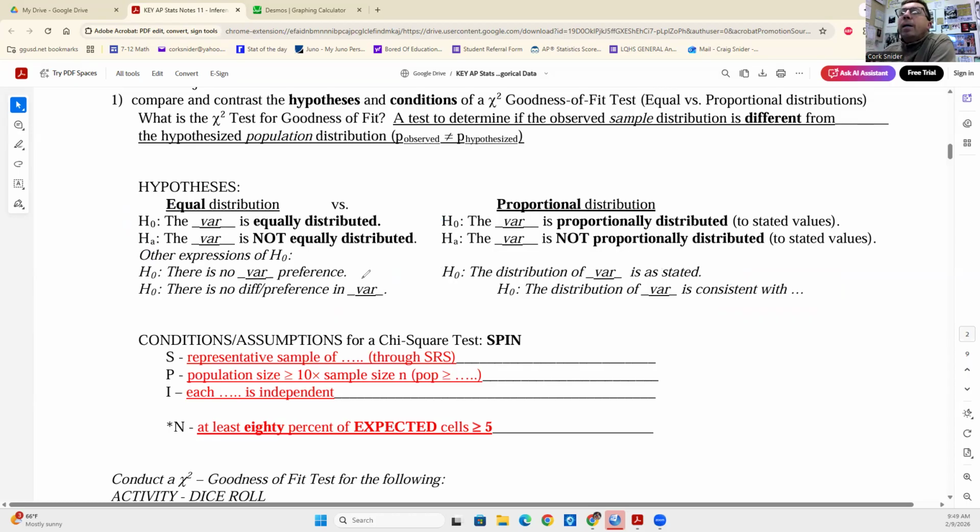Your conditions are still the same. Here is the only difference. We want all of the expecteds to be bigger than 5, all of them. However, if 80% or more are, we're good to go. Everything else is the same. And we're going to run through this in a second. Okay, now let's try to do this, okay?